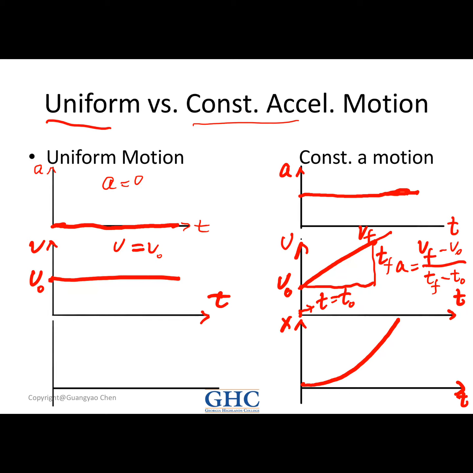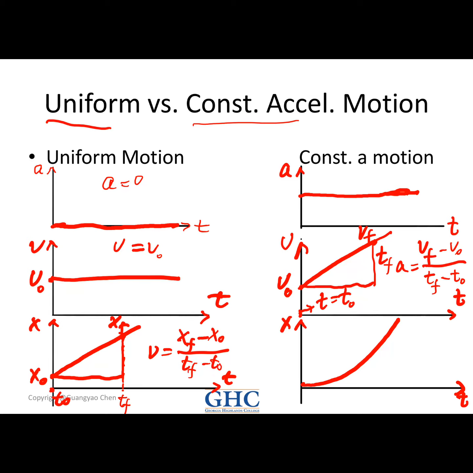And then if your velocity is constant, then on a position versus time plot, your position should go as a straight line. This is your initial position, this is your final position, this is t0, this is tf, and then the slope should give you velocity, which is final position subtract initial position over time.